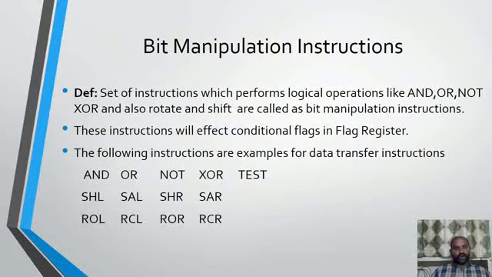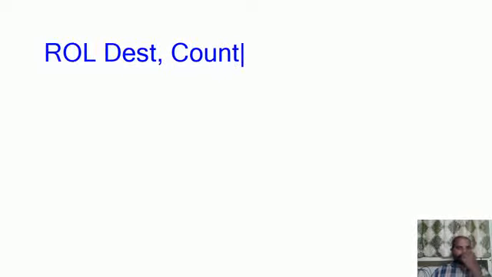Okay, now the next case is the rotate instruction. Let us go for the rotate operation. So ROL is there, RCL is there, ROR is there, RCR is there. Let me take the rotate operation. ROL, destination comma count. Again, the count is how many times you would like to rotate the content of the destination.